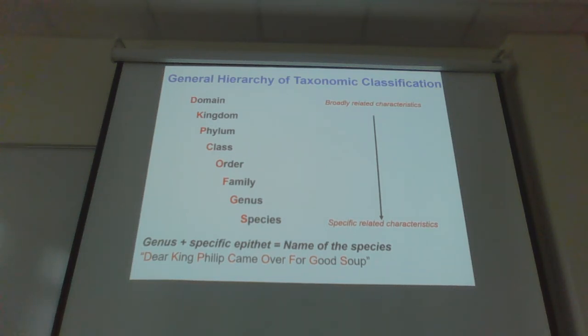So from domain, you go to kingdom, then there is a phylum, class, order, family, genus, and species. Okay, imagine these are boxes into boxes. And "Dear King Philip came over for good soup" can help you remember, right? The hierarchy. This is just a memory aid.